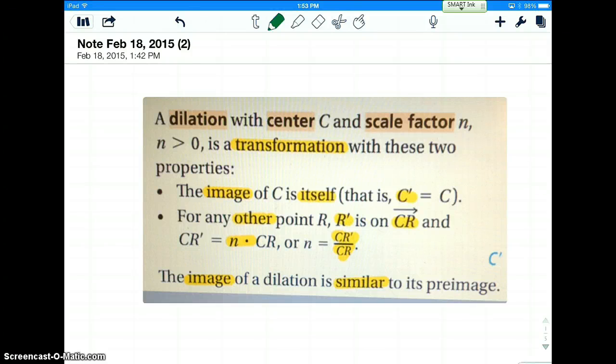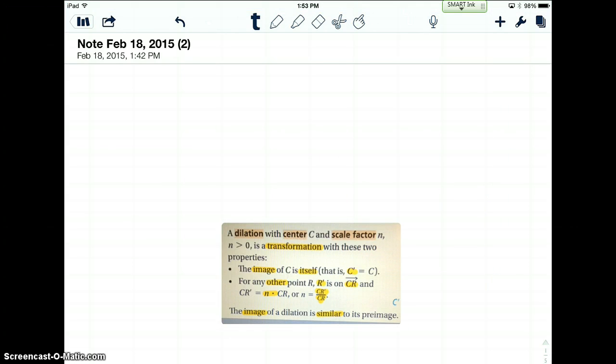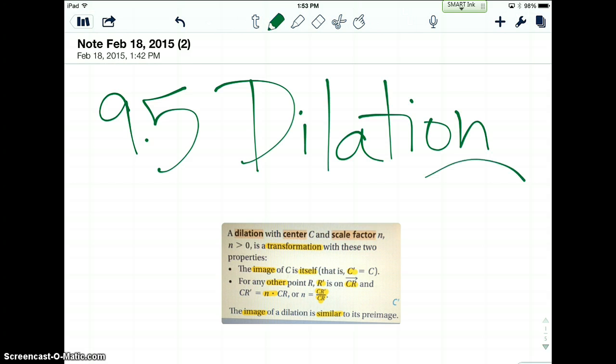All right, so today we are going to discuss, let me write this out here. We are going to look at section 9.5, and that is a certain type of transformation called a dilation. Okay, so we're going to look at what that is. And don't cheat and look in your book, because I'm going to have you try and draw some things here to start out with.